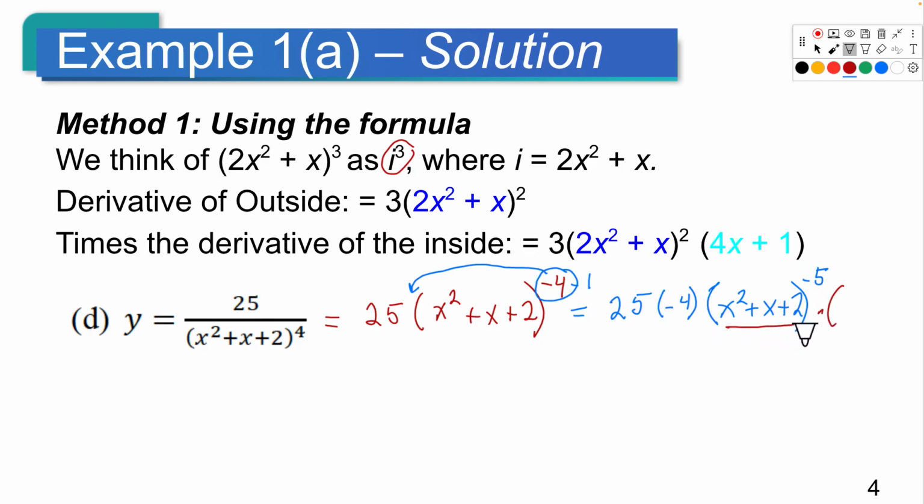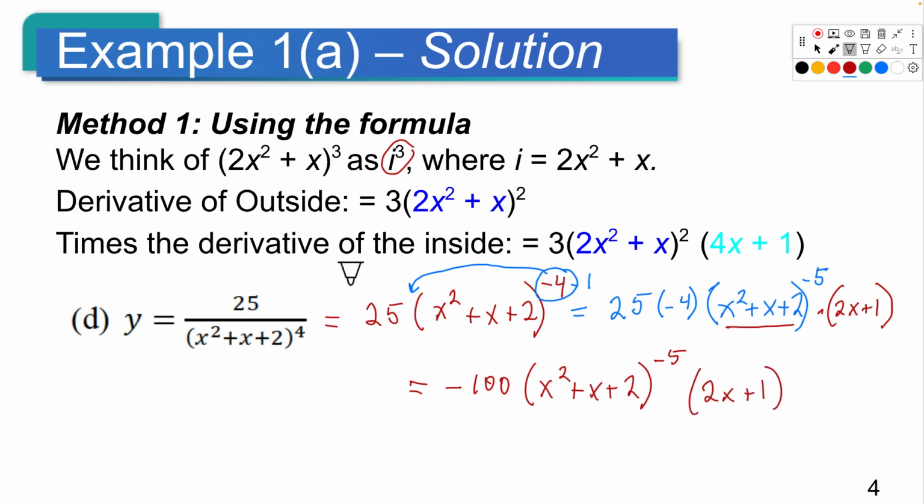I'm going to keep my focus right there. It's that derivative of the inside stuff: x squared, its derivative is 2x to the first power, plus the derivative of x is 1, and then the derivative of 2 is 0. So that's sort of our answer. Let's take 25 times negative 4. So we're going to have negative 100 times x squared plus x plus 2 to the negative 5, times 2x plus 1. And we're fine to leave it there.